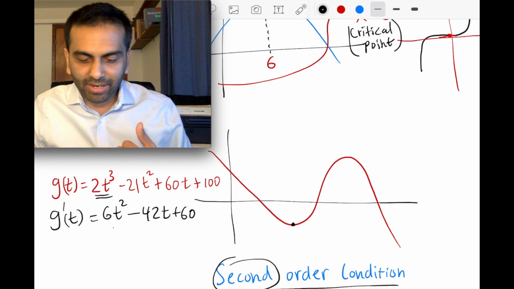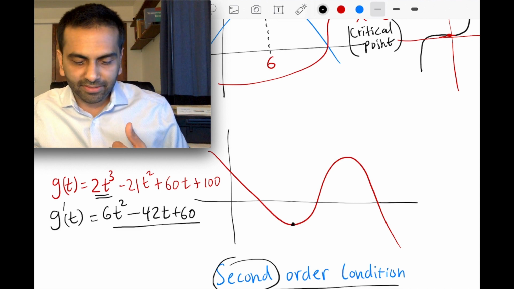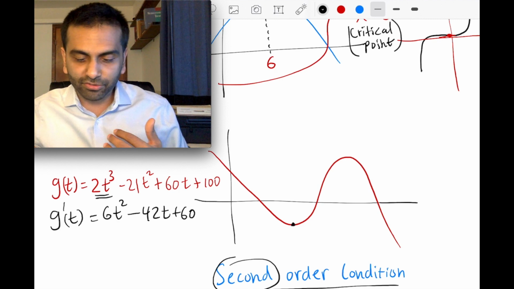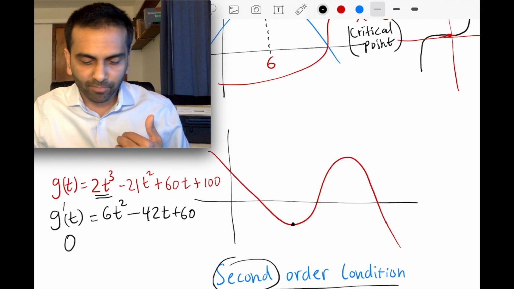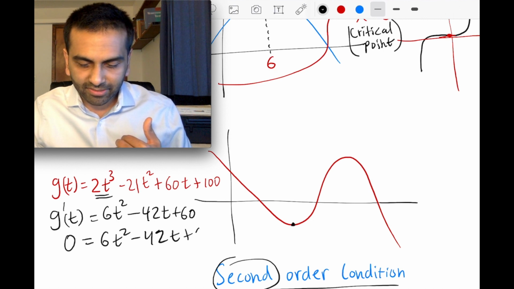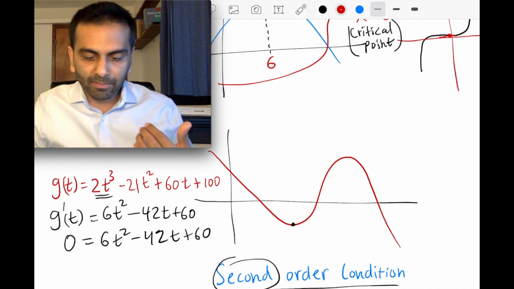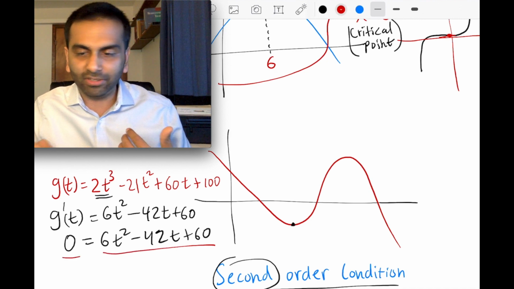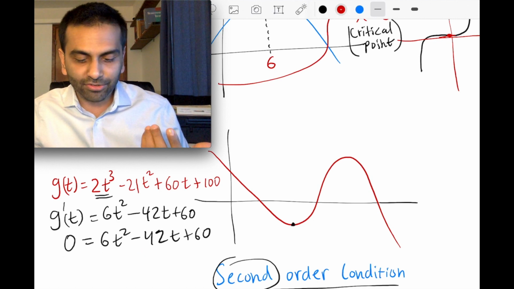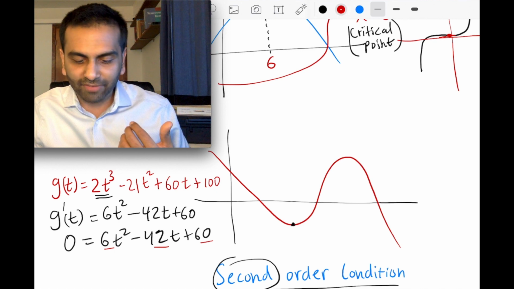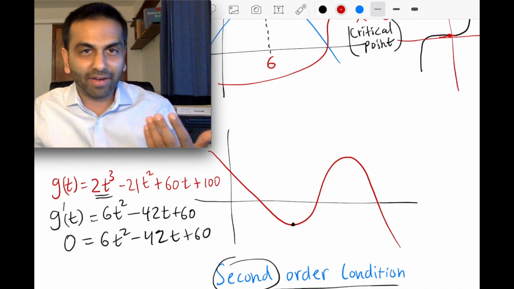So basically you have 6t squared minus 42t plus 60. That's the derivative, so the first order condition is setting that equal to 0. So 0 equals 6t squared minus 42t plus 60. Now here's where we have to bust out our quadratics skills, because in order to find the first order condition, we need to solve this quadratic equation. You might notice that each of these three terms has a 6 in it, so you can factor out a 6, and just divide both sides by 6.